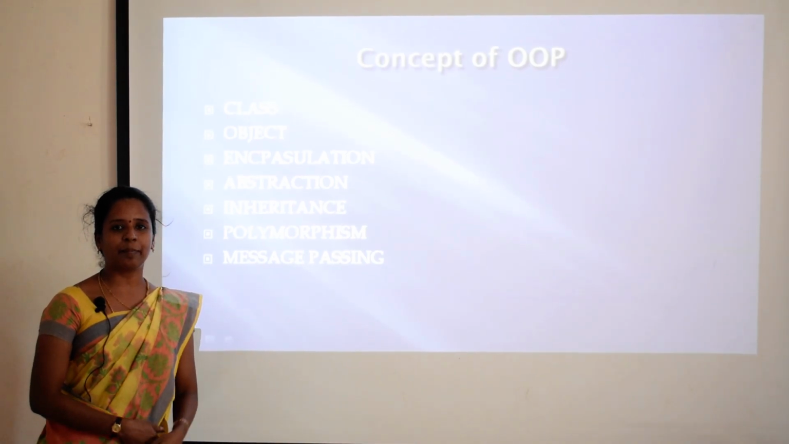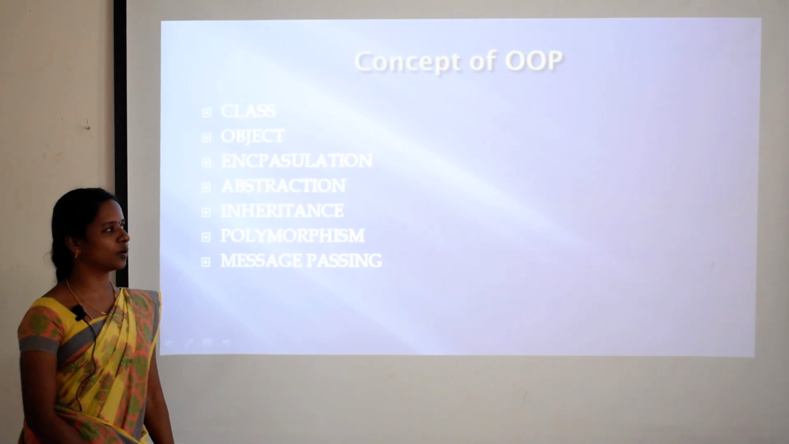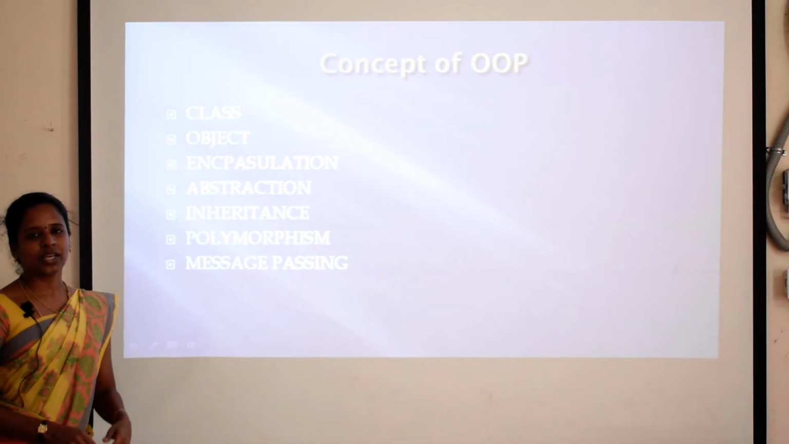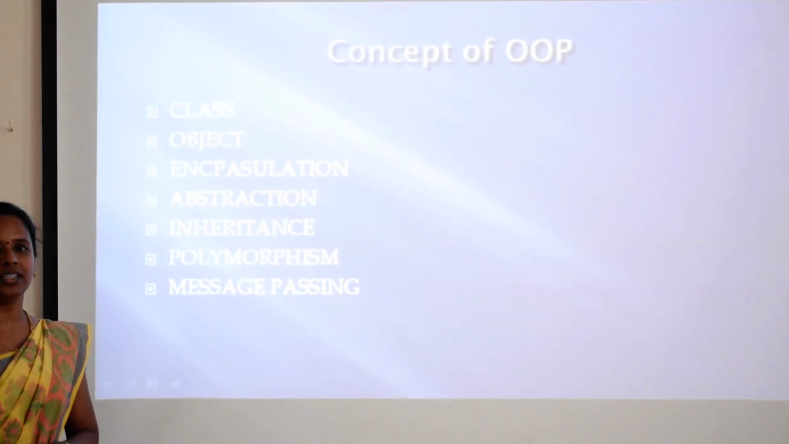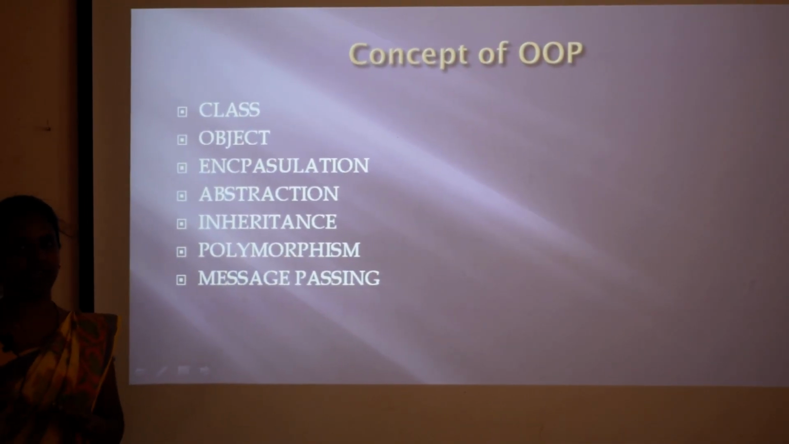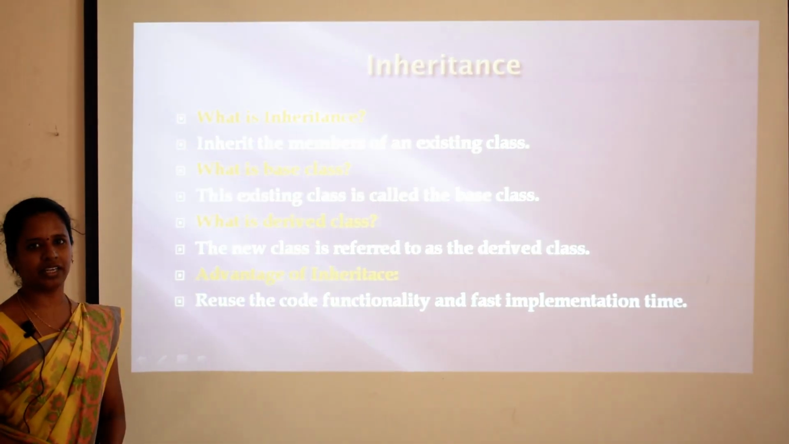Then encapsulation. Encapsulation is a wrapping up of data and its members into a single unit. So that is the concept of encapsulation. Then the concept is abstraction. Abstraction is a concept of data hiding, which will provide only the essential features to the users. Other information will be hidden from the users. So finally, our today's topic, inheritance.